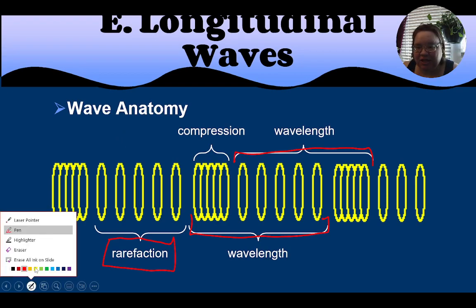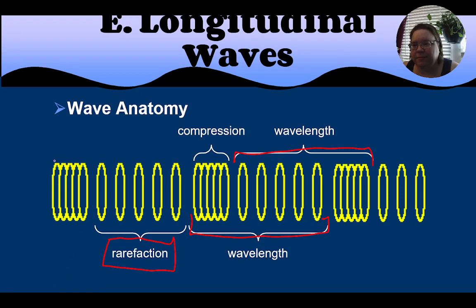So in this particular illustration, I can see one wavelength, two wavelengths, three, and not quite a half, because the rarefaction was 5 rings, and that's not quite 5. So roughly 3.5.